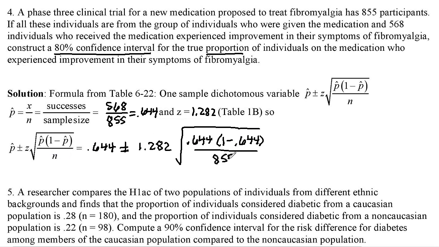So again, on your calculator, compute the square root first, multiply by the 1.282. When you do that, you'll get 0.021. So this is 0.644 plus or minus 0.021. So we do 0.644 subtract the 0.021. We will get 0.643. And then the 0.644, add the 0.021, get 0.685.